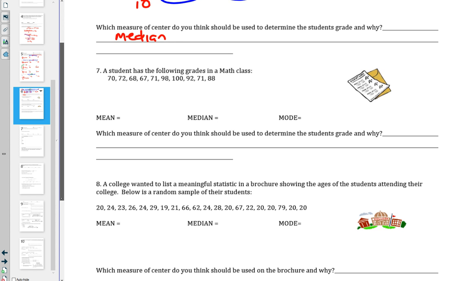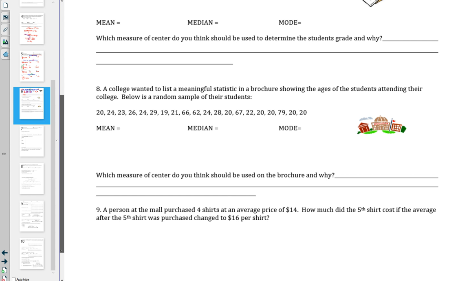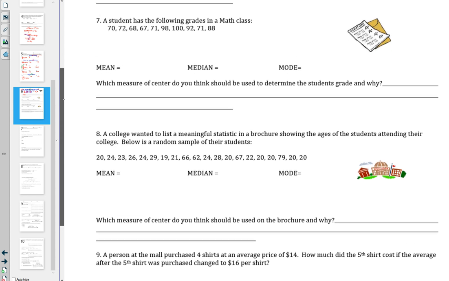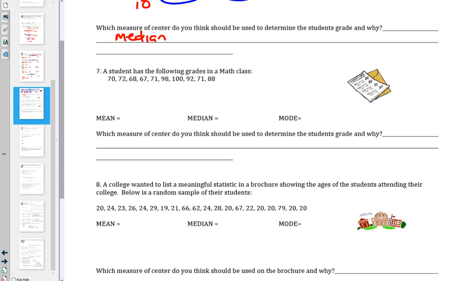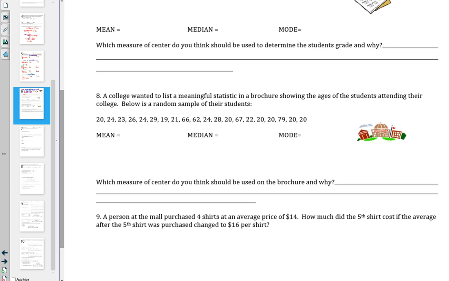Yeah, this is still a student's grades. I want to get through the whole thing. Let's give 7. Let's just do 8. I think everything I wanted to do in 7 we accomplished with 6.